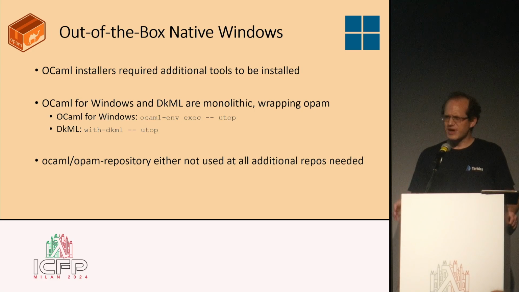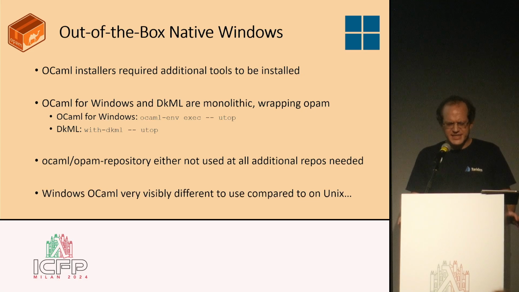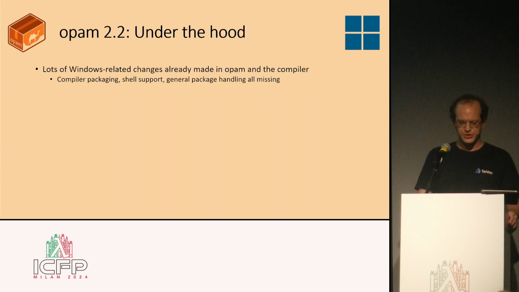They also end up wrapping Opam as a result, so you get this strange ocaml exec utop instead of opam exec or just utop. And similarly, DKML has a with-dkml wrapper. And in all of these cases, the main Opam repository on GitHub was either not used at all, or it needed a lot of additional downstream work to be used. And so we can very clearly see that Windows OCaml was very, very different from Unix OCaml. And that's what we've tried to address in Opam 2.2.